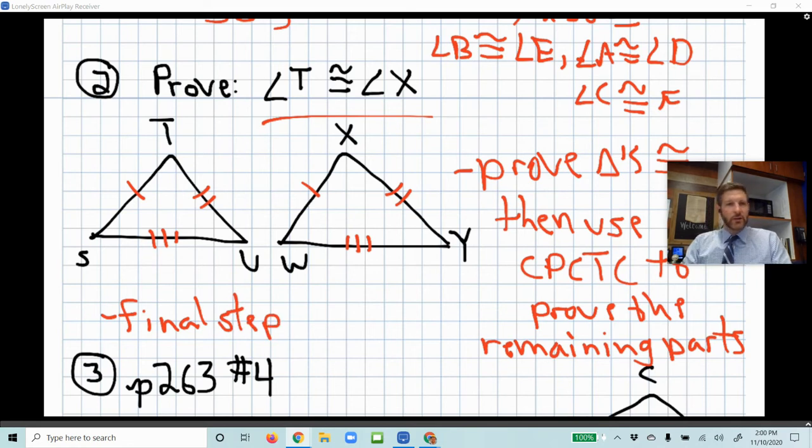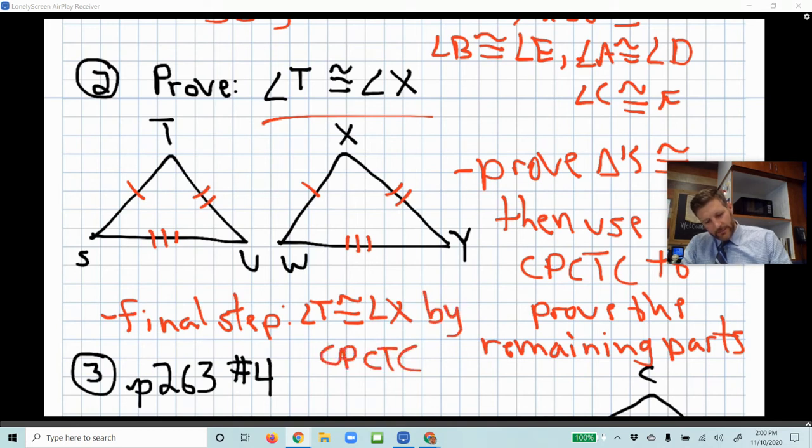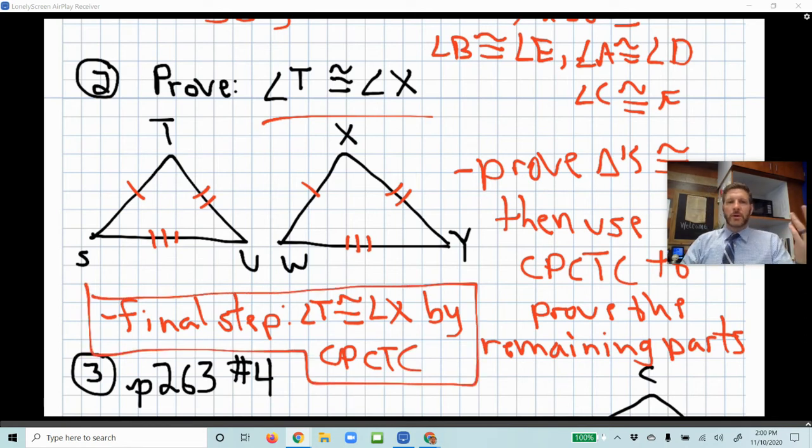The final step would be something like this. If I knew these two triangles, STU and WXY, were congruent, my final step would be that angle T is congruent to angle X by CPCTC. So if the proof is not about the whole triangles, but a part of the triangle, your final step is probably going to be CPCTC, because you're going to have proved the triangles congruent. In this example, SSS, you would say, therefore, because these entire triangles are congruent, angle T must be congruent to angle X, because corresponding parts of congruent triangles are congruent.